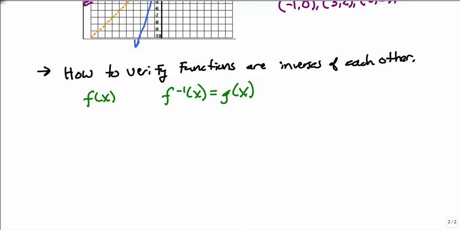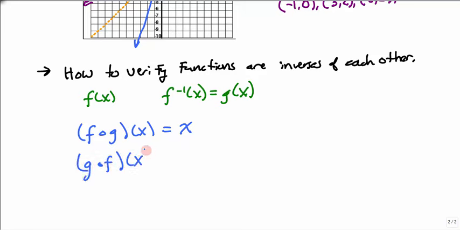So what we can do is composite these. f of g of x equals x if they're truly inverses. Also, g of f of x would equal x. So this is what I do to verify they're inverses. I composite them, and if I get an x out of the expression, then that tells me that they're inverses.